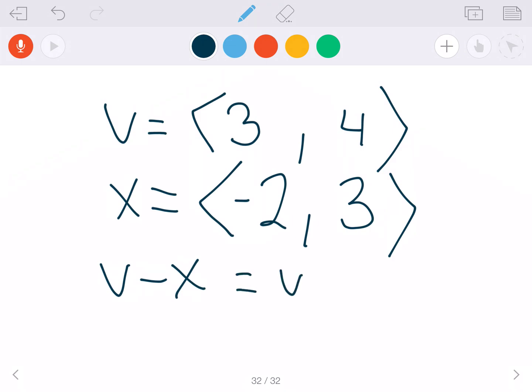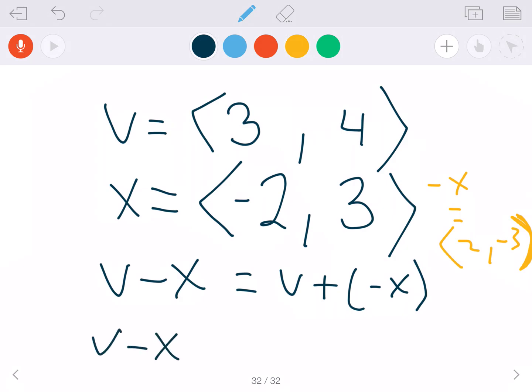Or, again, I could think of it as v plus -x, which, as a side note, -x would equal the opposite of whatever it is, so +2, -3. So we could think of adding this vector that's the opposite to the original one, whichever way it's easier for you to think about. So as I'm solving this, v minus x is going to equal, if I think of it as subtraction, 3 minus -2, which is the same as 3 plus 2, so it would be 5, and 4 minus 3 is 1. So that's it. I'm done.